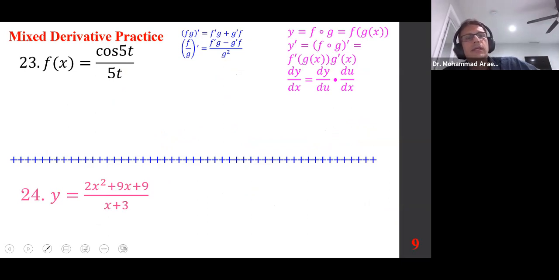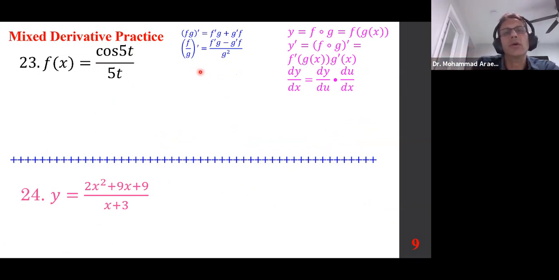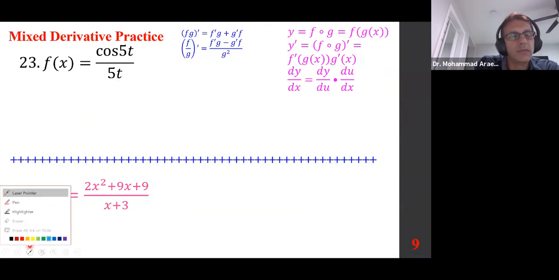Let's do this. Again, can we simplify? The answer is no. Let's differentiate using the quotient rule. In fact, in conjunction with the chain rule. So cosine gives you negative sine, everybody. So negative sine 5t and then times 5. Negative sine 5t times 5. Then times 5t. Let me just write the numerator because I want to make sure we have that.